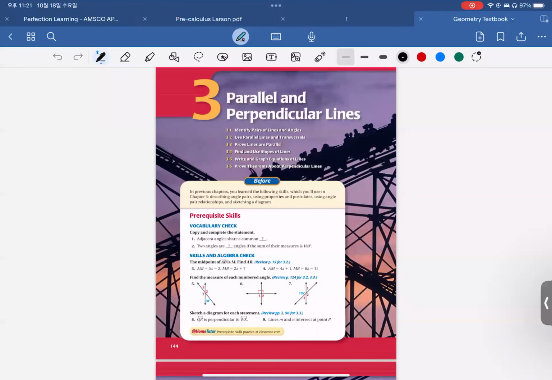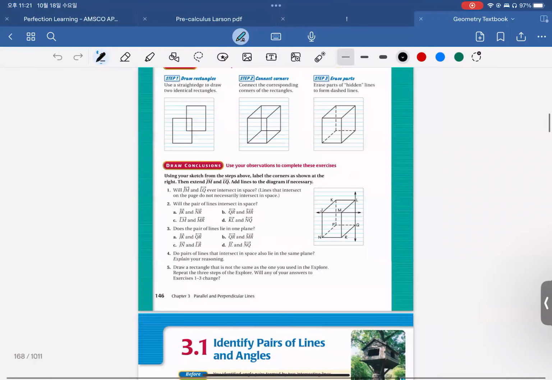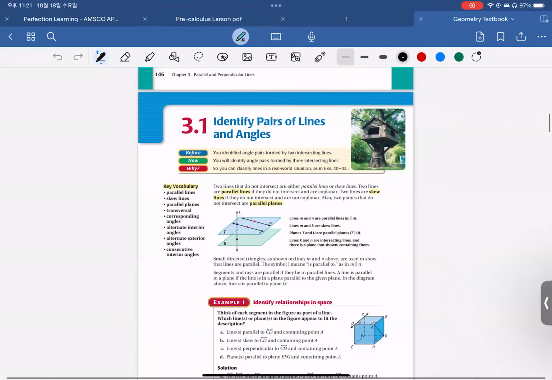Hi guys, so today we're going to start chapter 3, parallel and perpendicular lines. And today we're going to look at the first three sections, and let's get into it. So first, let's look at 3.1 on identifying pairs of lines and angles.